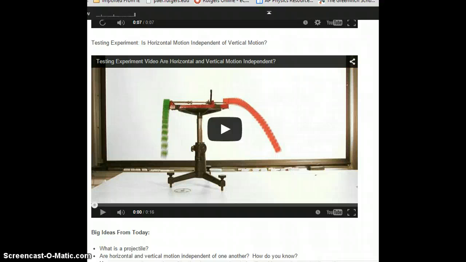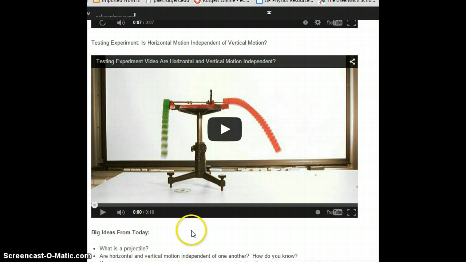So what we have here is a very similar testing experiment to what we ended up deciding on in class. And this is an apparatus that allows for two projectiles. One of them is just going to be dropped. And at the same time, the second projectile is going to be shot. And when you have a projectile that's being shot, it has a very high velocity in the x direction. This projectile that's just dropped has no velocity in the x direction.